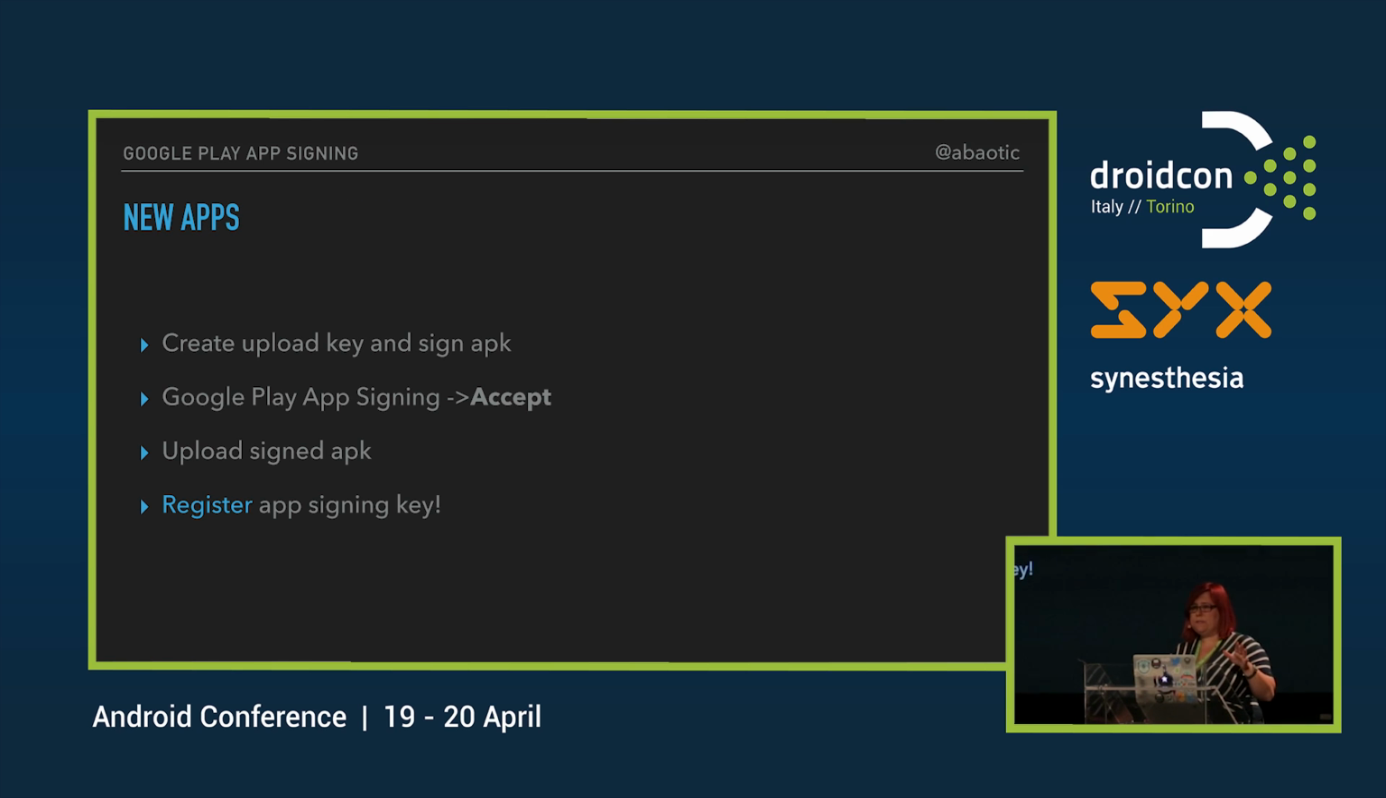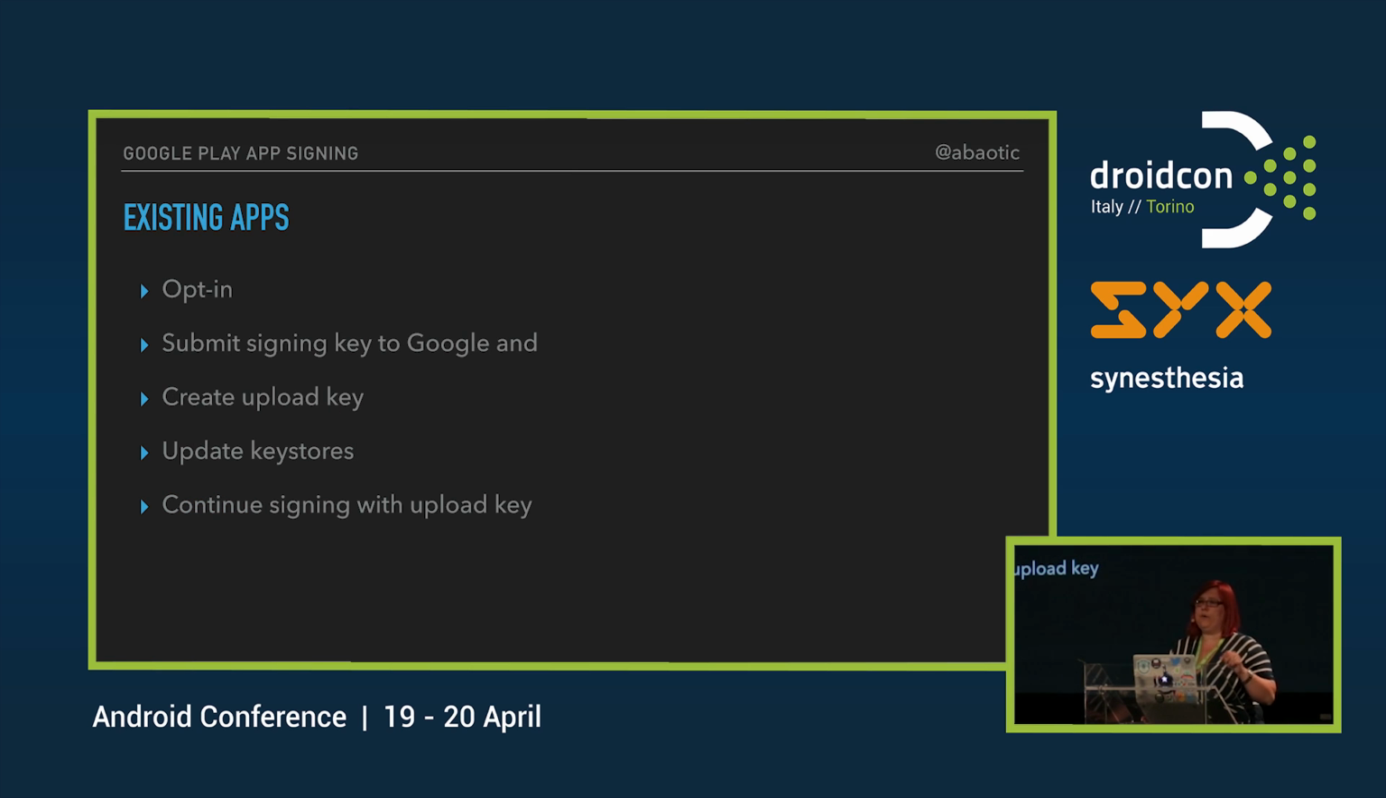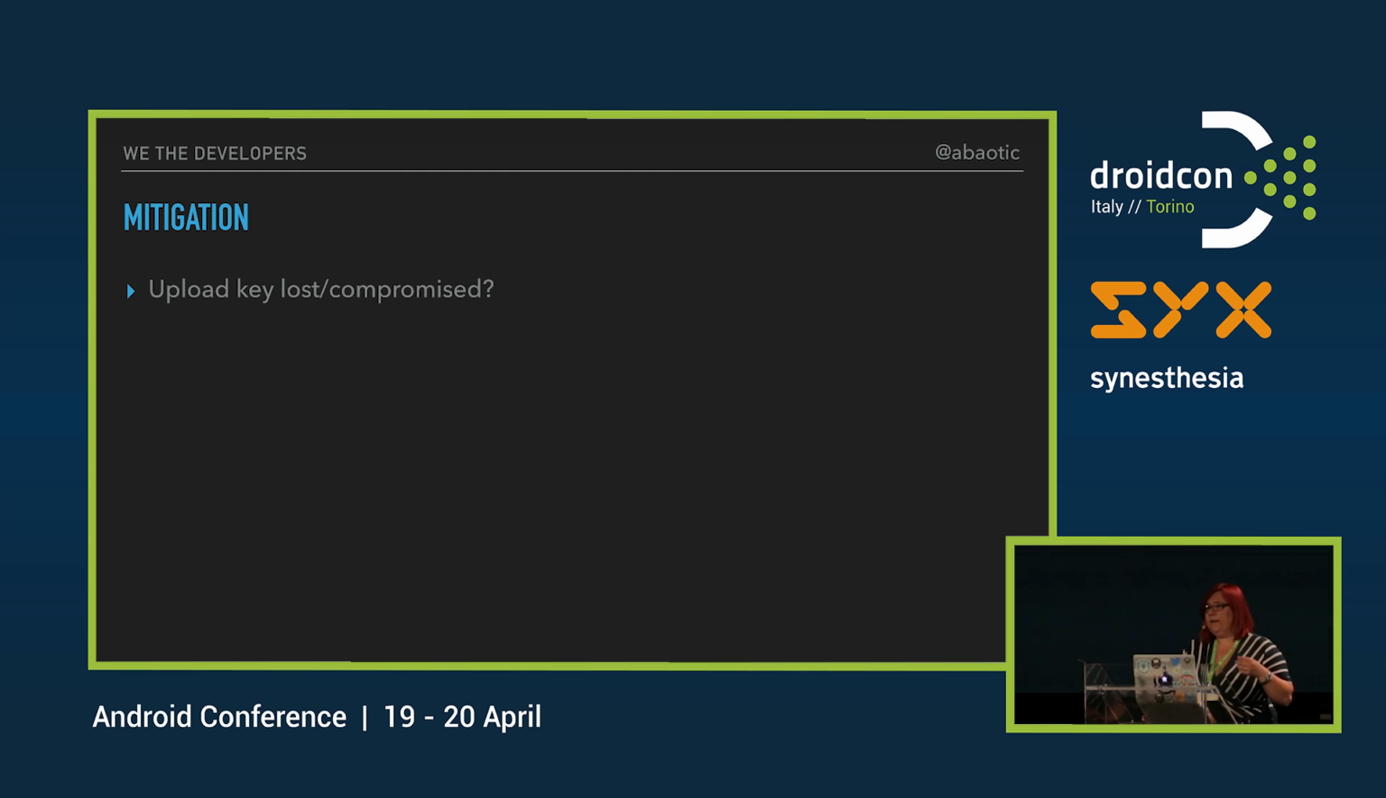Now, for new apps, the procedure is simple. You create an upload key, you just send the application, and Google will create the signing key. Now, for existing apps, you need to acknowledge that you want to get in the program because, like I said, the decision is non-reversible. The procedure is simple. We will not go through the details. Now, again, if there is a problem, Google has got your back. They will be able to revoke the old key and give you a new one.